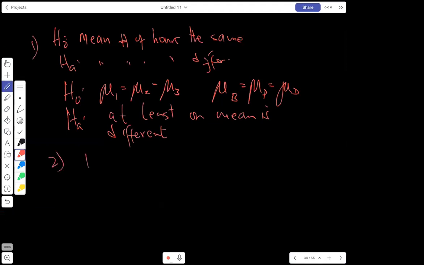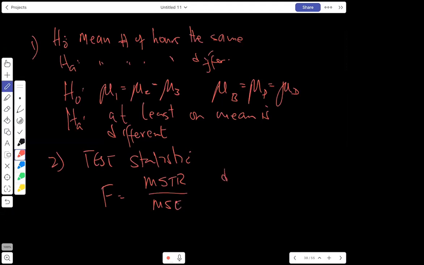Step 2, test statistic. The test statistic is just the ratio, the F statistic, MSTR over MSE. The degrees of freedom, DF1, is K minus 1. The degrees of freedom 2 is NT minus K. So that's step 2 right here. All right? Step 3, the decision rule.